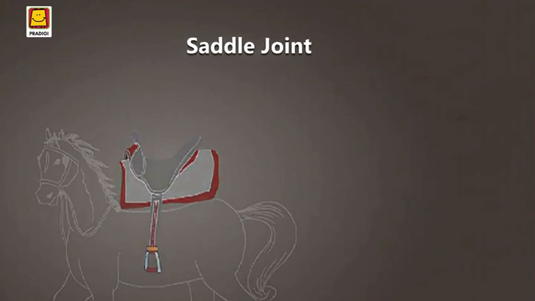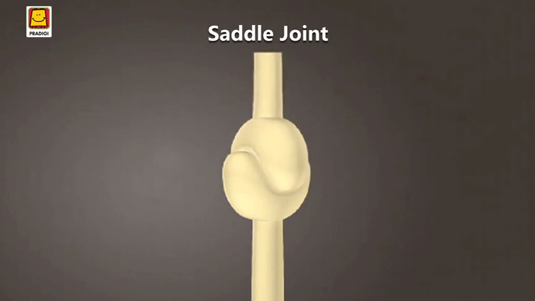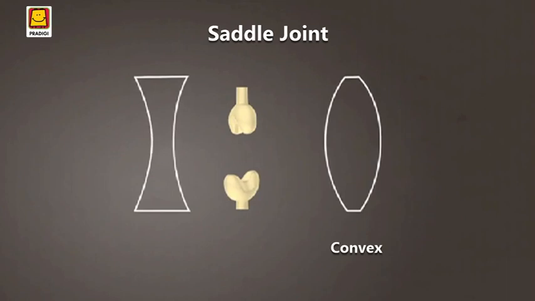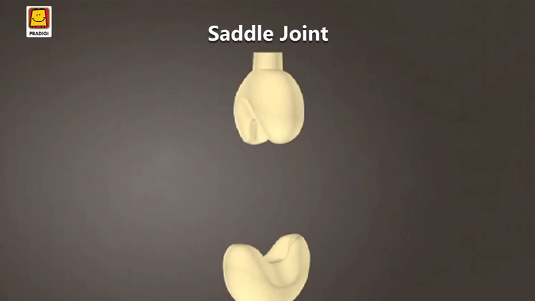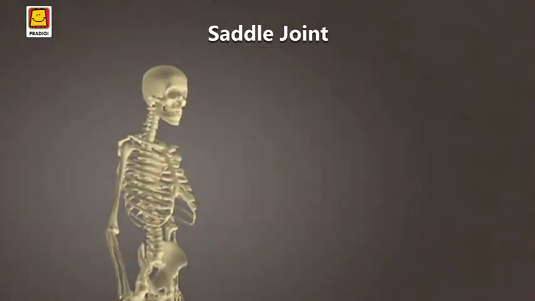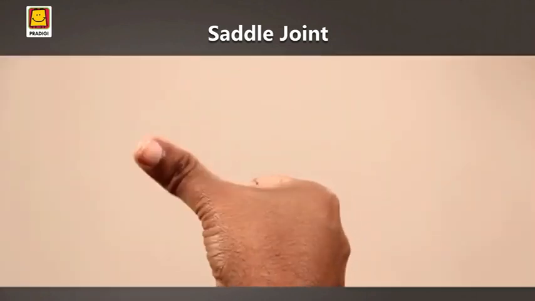Saddle joint. A saddle joint is similar to the ellipsoid joint, but the bones connected in this joint move less as compared to the bones in the ellipsoid joint. The structure of this joint is very interesting. One bone has a convex surface and the other has a concave surface. The convex surface of one bone fits into the concave surface of the other bone like this. The example of a saddle joint is the bone at the base of the thumb. You can move your thumb and can watch how the saddle joint works.